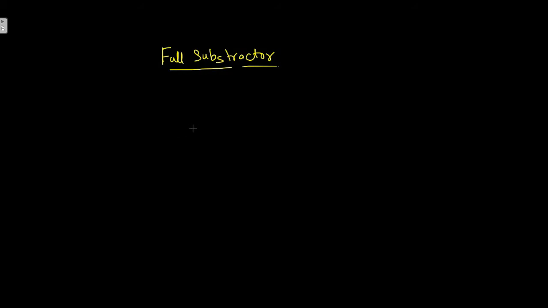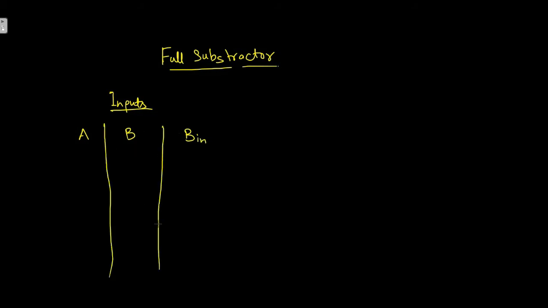Next we talk about full subtractor. The truth table considers all the possible combinations of binary subtraction. It has 3 inputs A, B, and the third input is the borrow in. So in case of full subtractor there are 3 inputs, A, B, borrow input, and there are outputs in the form of difference and borrow output.